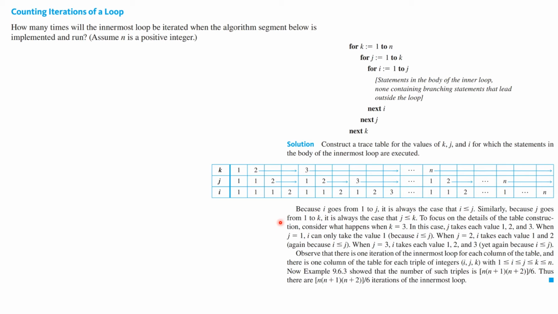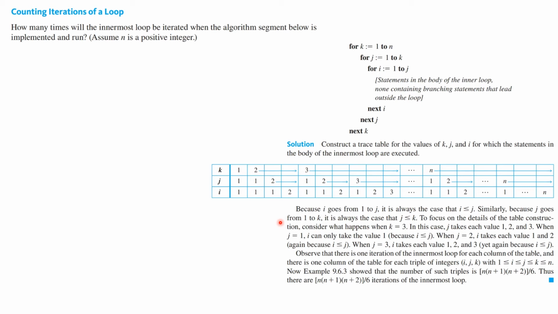To focus on the details of the table construction, consider what happens when k equals 3. In this case, j takes on 1, 2, and 3. And when j equals 1, I can only take the value 1 because I is less than or equal to j. When j equals 2, I takes each value 1 and 2.